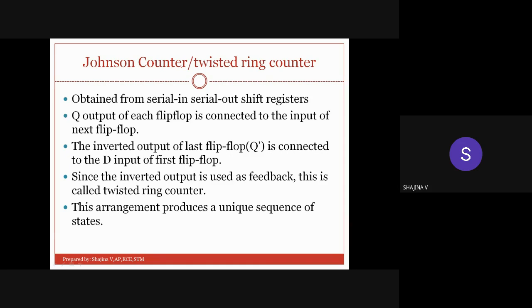Next is the Johnson counter or twisted ring counter. This is also obtained from a serial in, serial out shift register. The Q output of each flip-flop is connected to the input of the next flip-flop. The connection is the same as for a serial in, serial out shift register, where the Q output of each flip-flop is connected to the input of the next flip-flop. And the difference from the ring counter is the feedback connection.